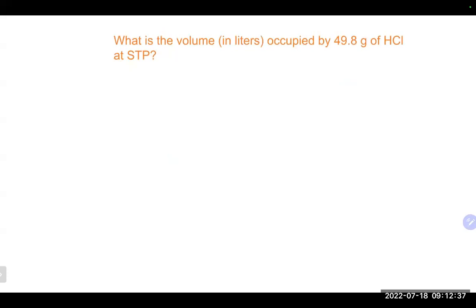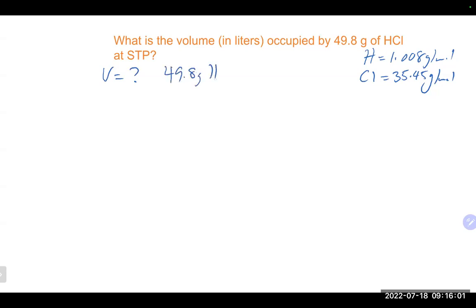What is the volume in liters of 49.8 grams of HCl at STP? Hydrogen is 1.008 and chlorine is 35.40. Okay, let's take a look here. We're looking for a volume. We have 49.8 grams of HCl, which we could get into moles. And we have STP, which means the temperature is 273 Kelvin and the pressure is 1 atmosphere. And that means we also obviously have R.